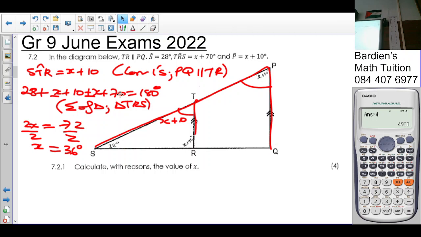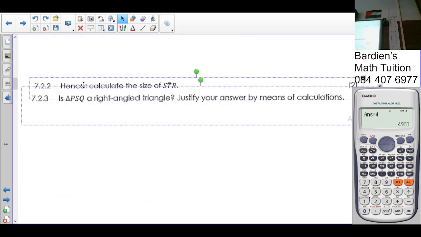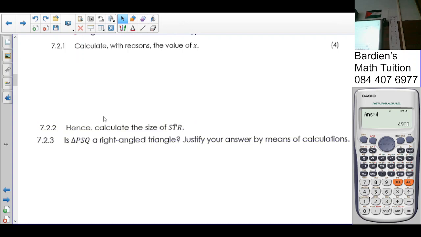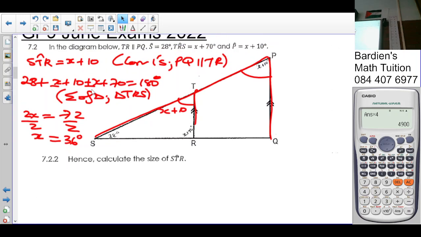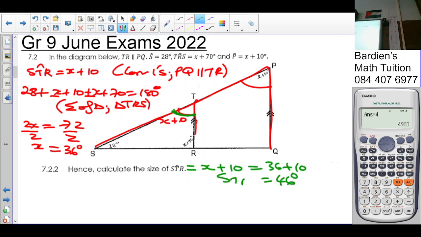Then the question says, hence calculate the size of STR. So they want you to work out this angle. But STR is x plus 10. But what is x? 36. So 36 plus 10 is 46. So STR is equal to 46 degrees.